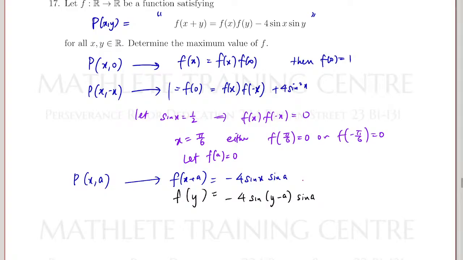Let's say that a is equals to pi over 6. Then if a is equals to pi over 6, then sine of pi over 6 is equals to half, right? It's just negative 2 sine of y minus pi over 6. And in fact, from here, you already know the answer. If it's negative 2 times of the sine of a function, the largest possible value of this function as y changes among every single answer should be 2. So that's the answer.